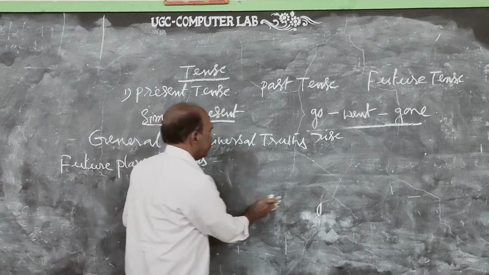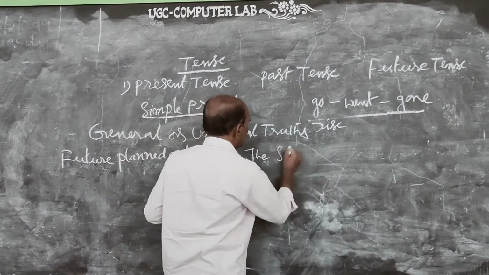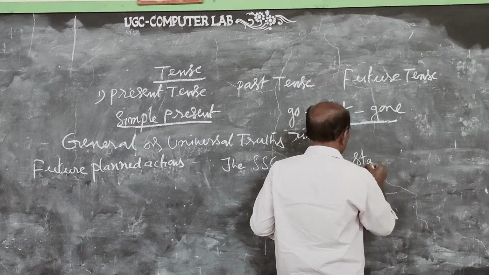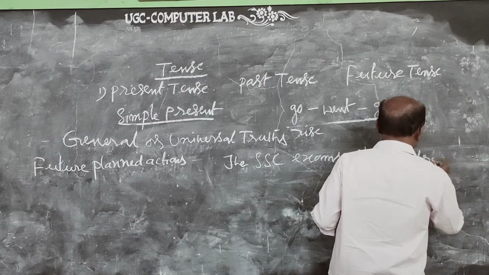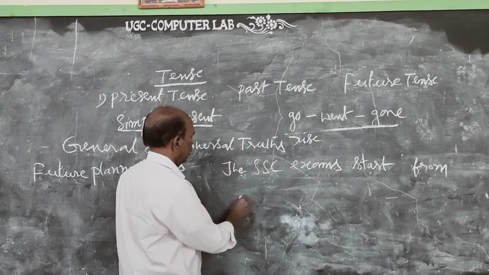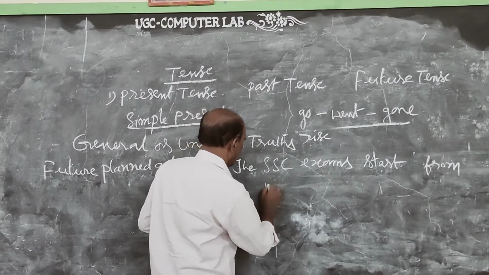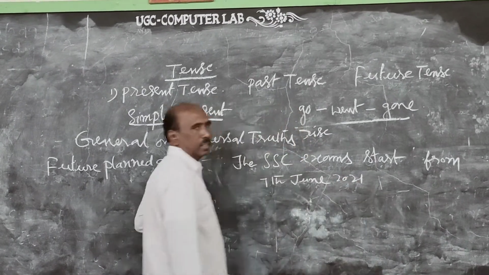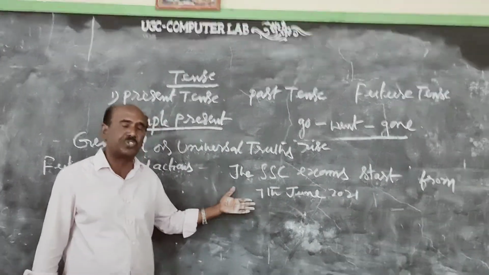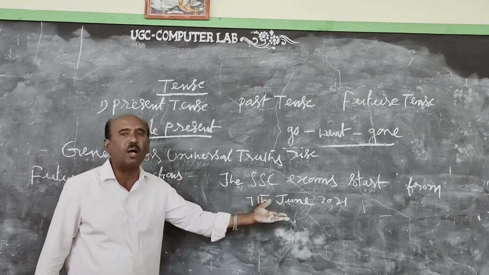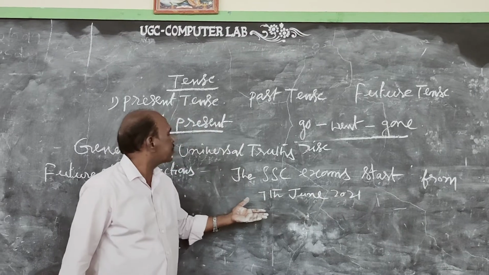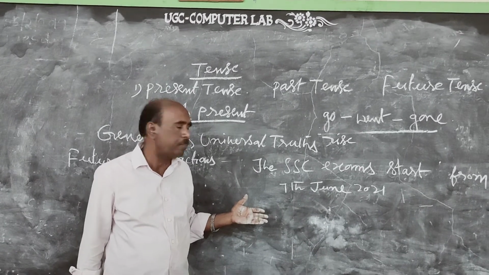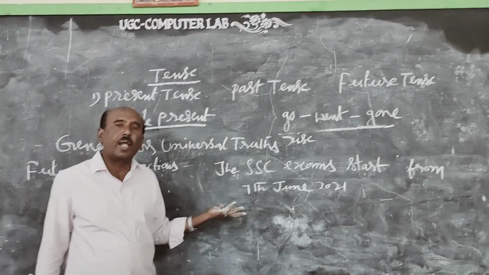For example, see, the SSC exams start from 7th June 2021. The government issues a circular like this. The SSC exams in AP start from 7th June 2021. If we observe this sentence carefully, it is a future planned action.